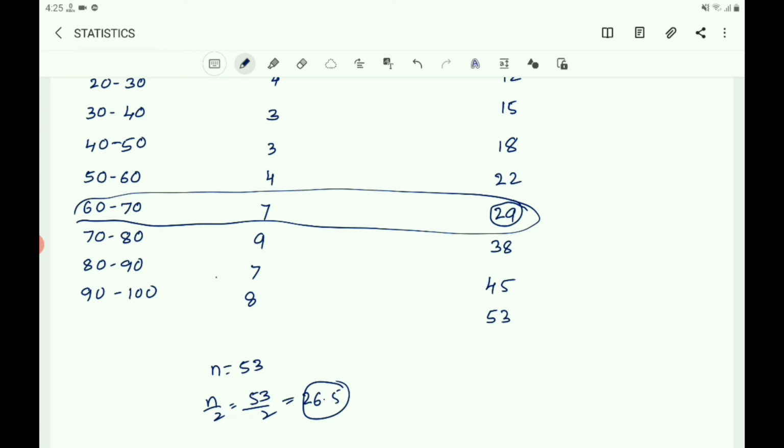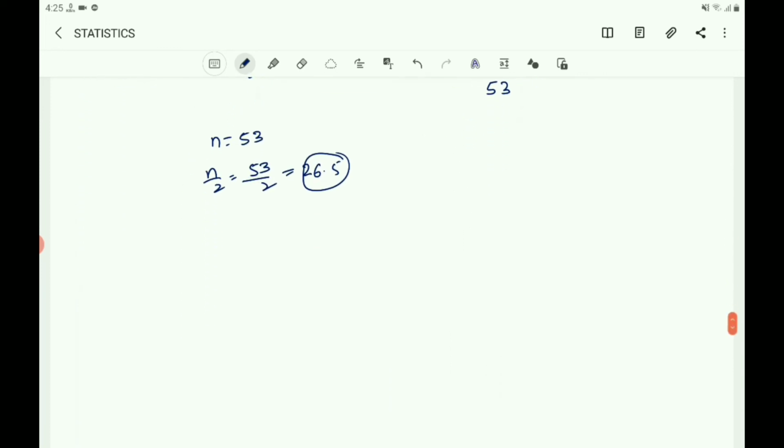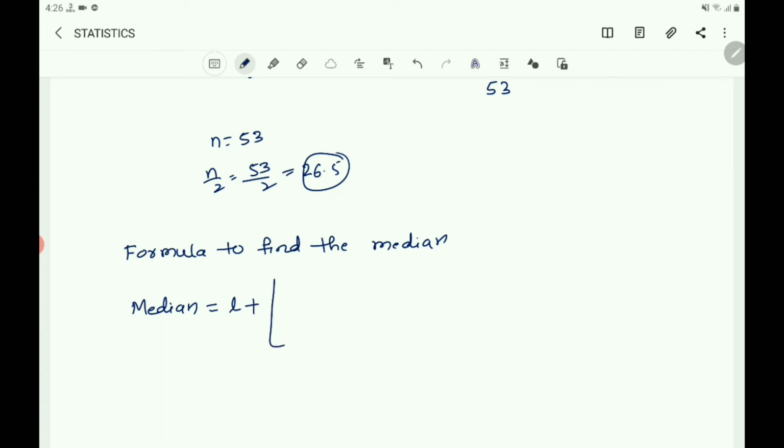After finding the median class, we use the formula for calculating the median. So the formula to find the median is, it is an important formula. You write median equals L plus, n by 2 minus CF by F into H.